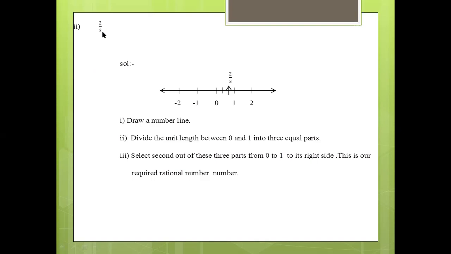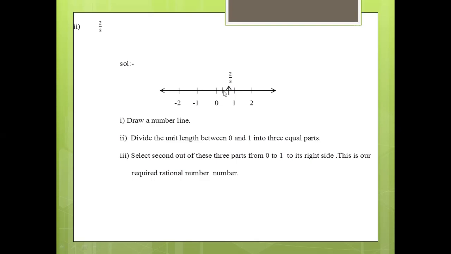You divide 2 by 3 with your calculator, you will get the answer, and that will be 0 point something. You will check it. Then how can we draw this 2 by 3 on a number line? We divide between 0 and 1 this unit length into 3 equal parts. In the previous question, we divided into 2 equal parts because in the denominator we had 2. But here in the denominator we have 3. So we divide into 3 equal parts. Divide the unit length between 0 and 1 into 3 equal parts.